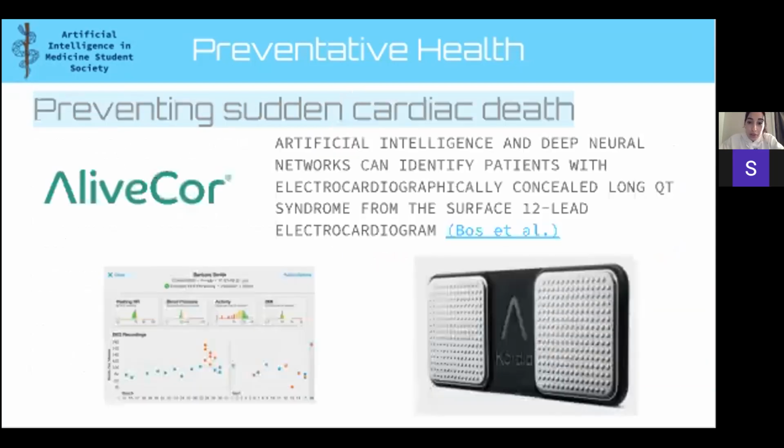So this is pretty interesting. This company called AliveCor developed this consumer-friendly ECG app that is able to recognize patients with concealed long QT syndrome. They said they used a convolutional neural net to distinguish patients with long QT syndrome from normal patients. I won't go into too much detail of the study, but if you are interested, the link is right here in the slide.